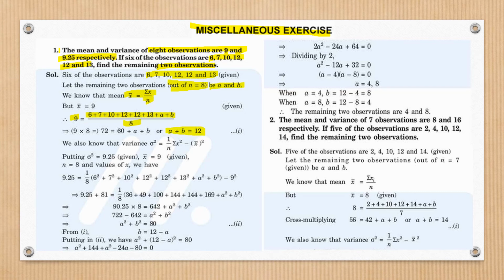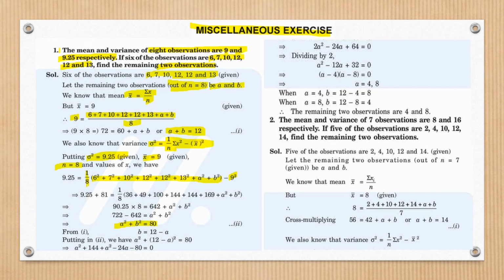Variance, the formula for variance is sigma square, which is 1 upon n times summation x square minus x bar square, right? So sigma square, the variance, is given as 9.25, x bar is 9, and n is 8. I'll calculate 1 upon 8 times summation x square, taking 6 square plus 7 square plus 10 square plus 12 square and all of them, minus 9 square. So open it up, take this 81 to the other side, and 1 upon 8 times this complete expression, I'll get from here a square plus b square, right?